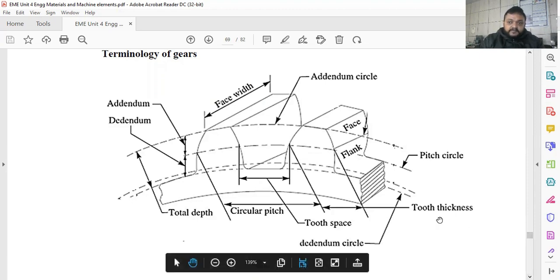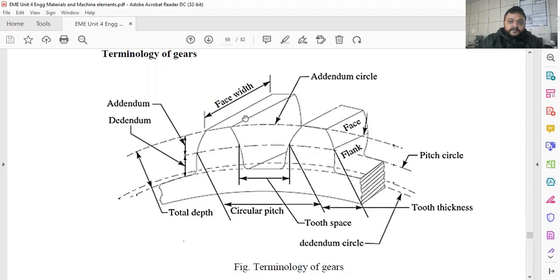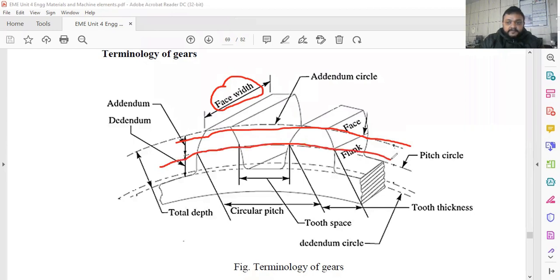So for meshing purposes you have to keep in mind some terminology like gear teeth. This is the face width of the gear. That is one of the most important elements for designing the gear. That is not part of your syllabus. The upper circle is called the addendum circle, passing from the top of the gear teeth. The circle passing through the center of the gear teeth is called the pitch circle.